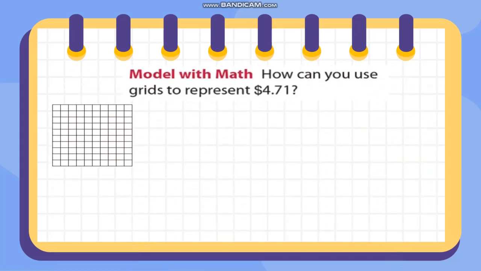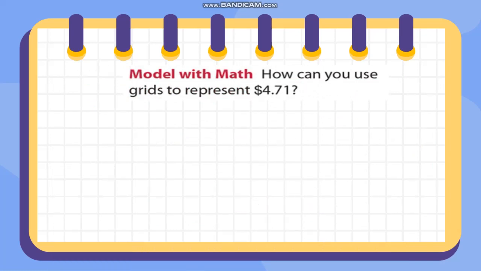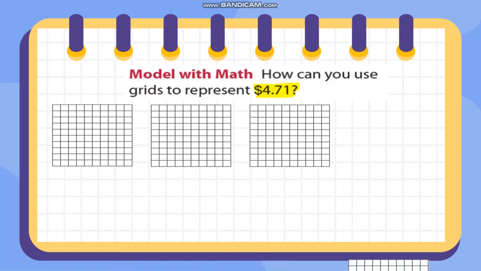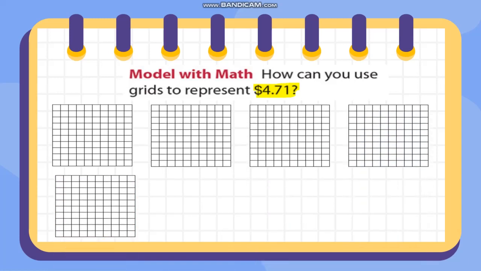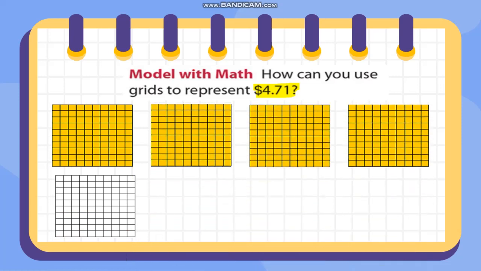So let's analyze this one. How can you use a grid to represent $4 and 71 hundredths? We're going to read this as $4 and 71 hundredths. This is more than 4. So if I'm going to use a model, I need 5 hundred-grids. Each one represents a whole part. This is one whole part, second, third, and fourth whole part. So I have 1, 2, 3, 4, and these 4 whole parts represent $4.